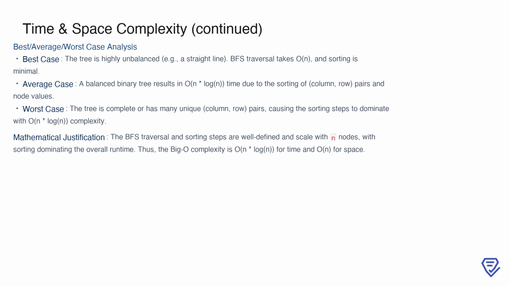The worst case occurs when the tree is complete or has a large number of unique column, row pairs, causing the sorting steps to dominate with n*log n complexity. Mathematically, the BFS traversal and sorting steps scale with n, and since sorting is the dominant operation, the overall time complexity remains n*log n, with space complexity consistently n.